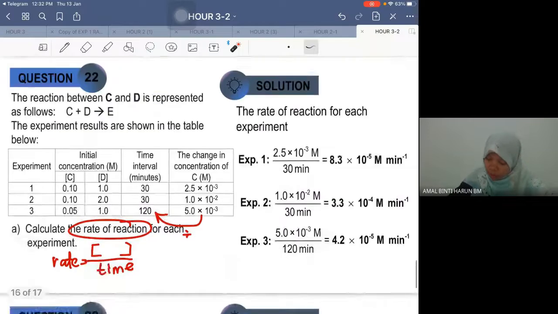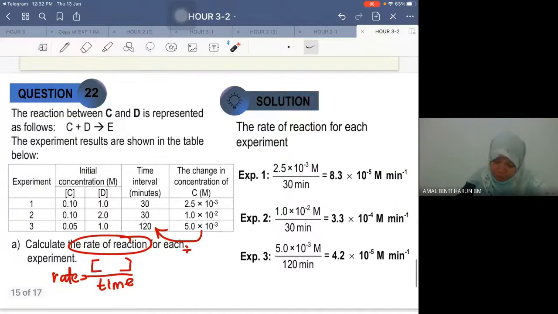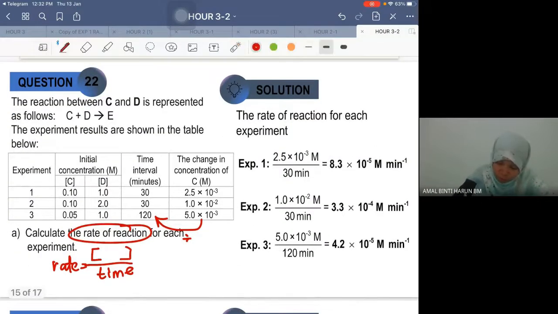Oh, jangan lupa unit. Unit bagi rate. What is the unit of rate? Change in concentration is molarity per masa. Masa dia dalam minit. So, unit dia adalah molar per minit.